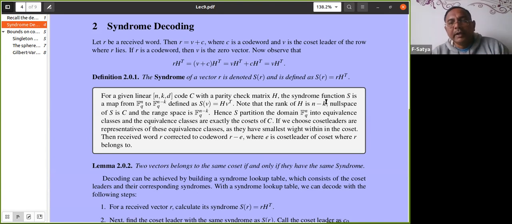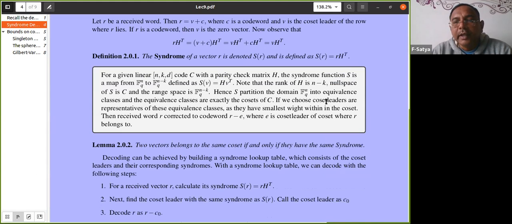Further, S partitions the domain F_q^n into equivalence classes. The equivalence classes are exactly the cosets of C. If you choose the coset leaders as representatives of these equivalence classes, as they have the smallest weight within the coset, the received words are corrected to the code word R minus E, where E is the coset leader of the coset to which R belongs. Is it okay? Yesterday I explained through an example, but today I wrote everything clearly. If you have a problem, I can explain.